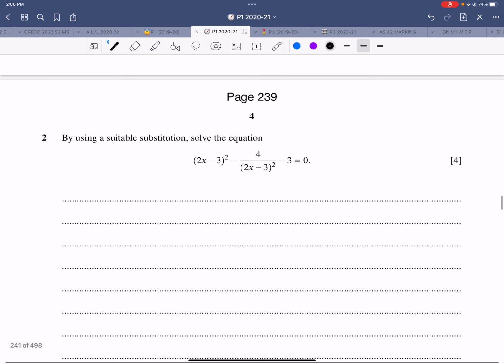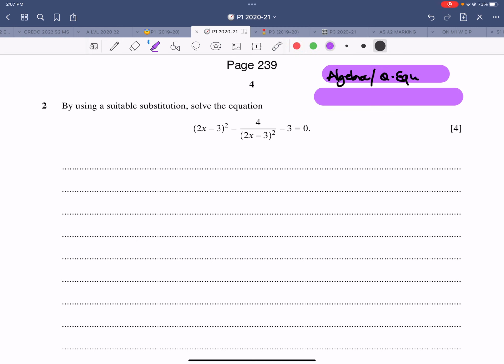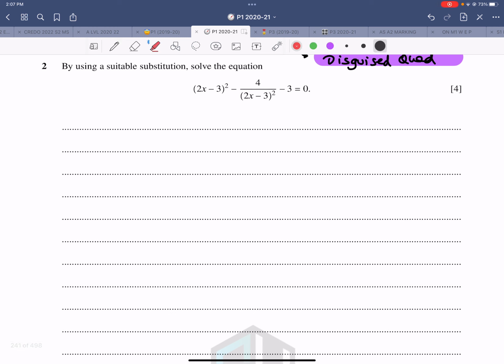Let's look at question number 2. It says, by using a suitable substitution, solve the equation. As such, it belongs to basic algebra and maybe quadratic equations, something similar to a disguised quadratic equation. It will become a disguised quadratic equation after the substitution. What do you observe? You observe that this 2x minus 3 is here, 2x minus 3 is here.